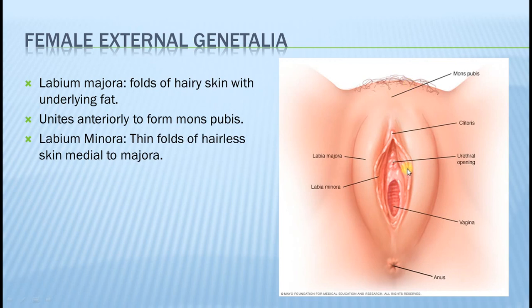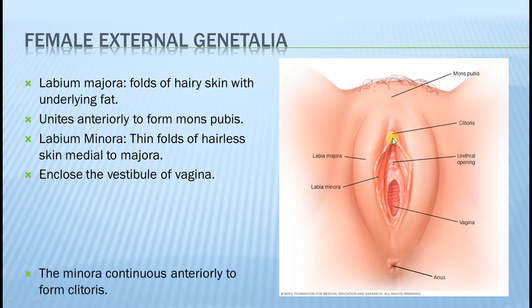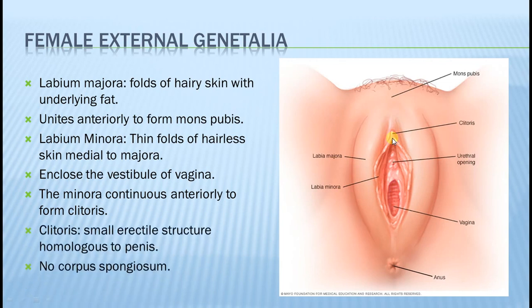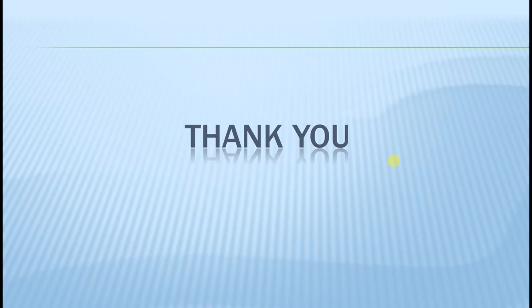Minora is medial to it, again thin folds of hairless skin. The labia minora unite to form the clitoris, which is equivalent to the male penis. It also has erectile tissue, the corpora cavernosa, but the corpus spongiosum is absent. So that is the clitoris, the union of the labia minora, which is rich in sensory receptors. This opening is the vestibule, which consists of the vaginal orifice posteriorly and the urethral orifice anteriorly. With this we have completed the external genitalia. Thank you for your patient listening.